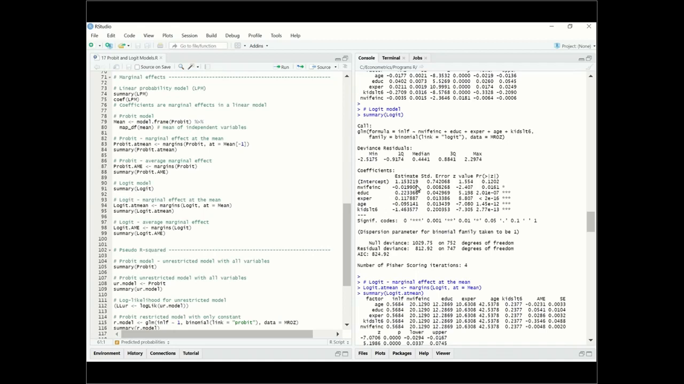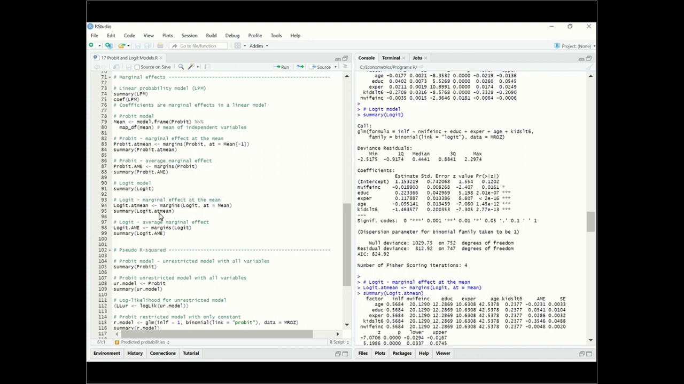We only interpret the direction for the coefficient. So here we just say more educated women are more likely to work, and we stop there. If we want to calculate magnitude, we need to calculate marginal effects at the mean. So here we are going to be using margins. We're going to pick up the results logit that we have here at equals mean, so at the mean values.